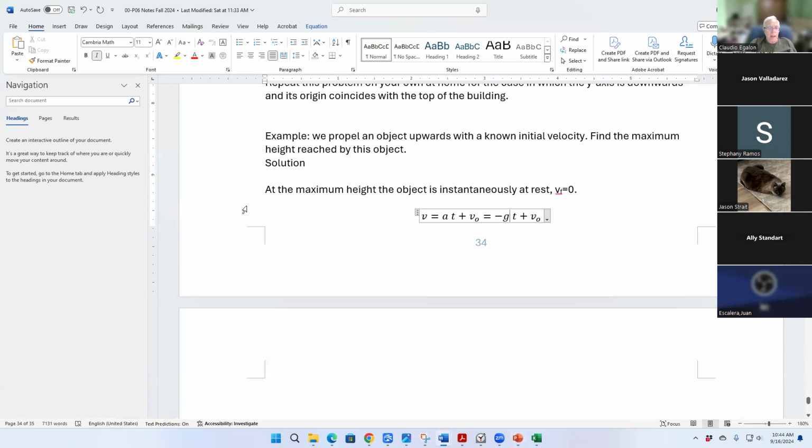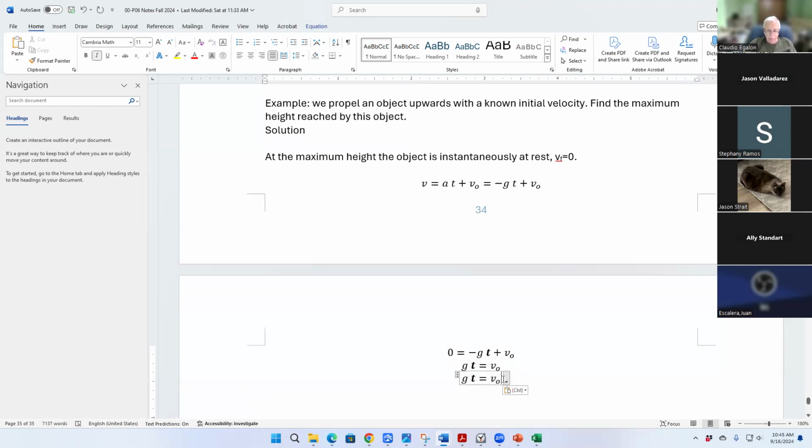Okay. At the final height, this final velocity is going to be 0. Okay, and we can determine how long the object remains airborne until it reaches the final height, right? And then the next is going to be T equal to V naught divided by G. Okay?